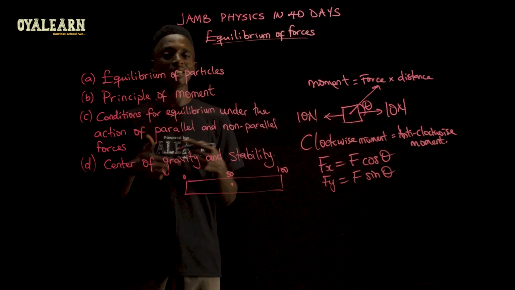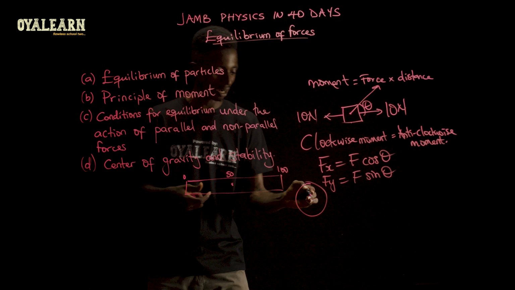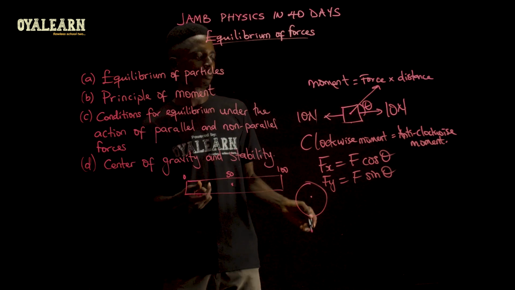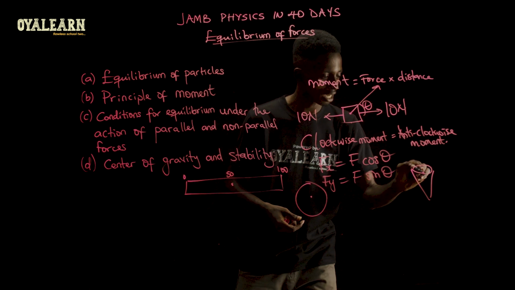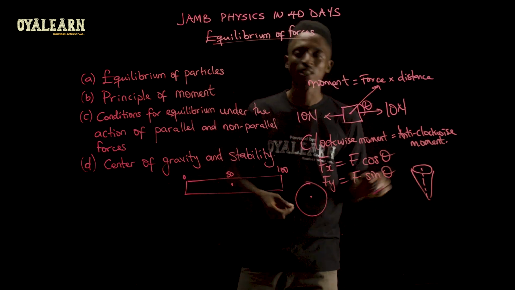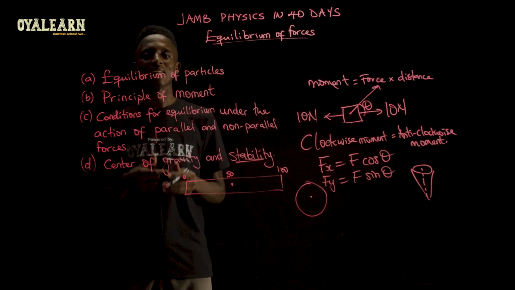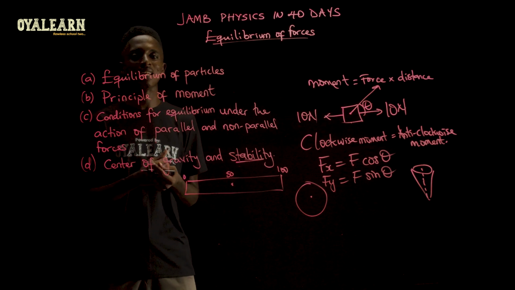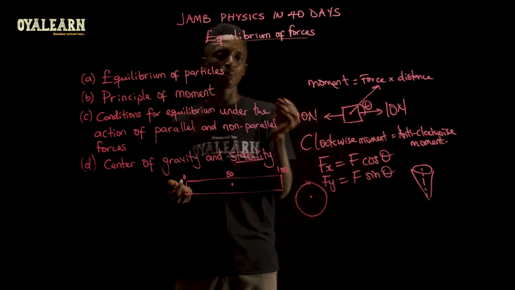And it also applies to other shapes, like if you have a circular disc, the center of gravity is also here. If you have something like a cone, the center of gravity is along this part here like this. And then for the case of stability, there are about 3 types of stability that you should also be familiar with. We have what we call the stable equilibrium.